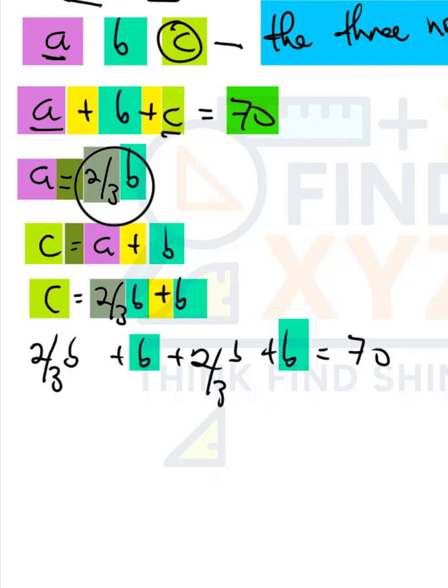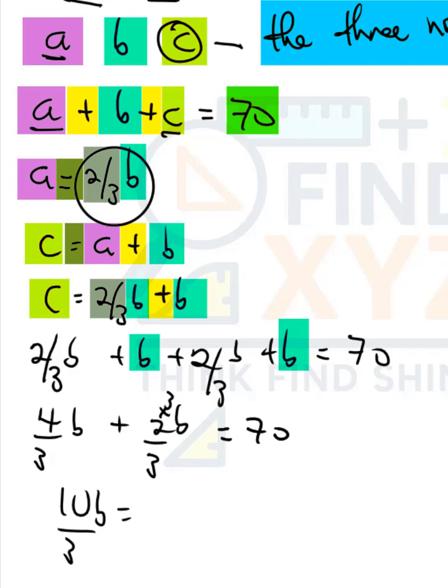Now B plus B will give us 2B. Then 2/3, another 2/3, that will give us 4/3, right? So we have 4/3 of B plus 2B. This should give us 70. Then we can bring 3 here and multiply this by 3. It's still the same thing because 3 divides 3. This will give us 6 over 3. Then 4 plus 6, that will give us 10. So we have 10 over 3 B is equal to 70.